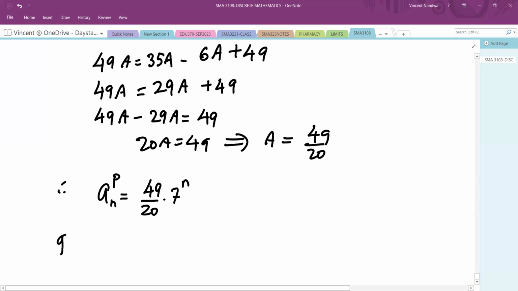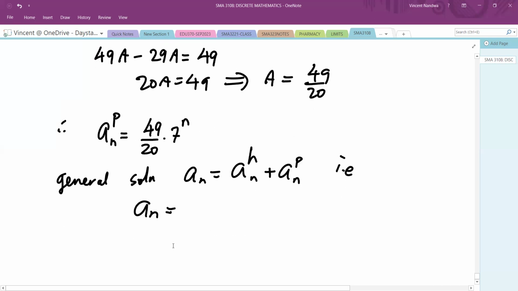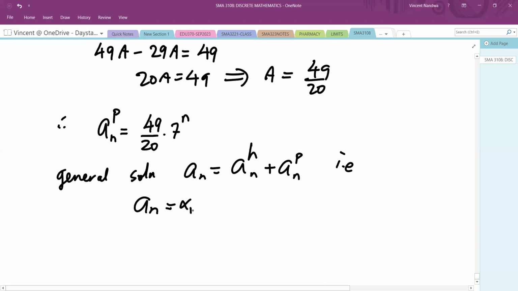Hence, the general solution a_n is usually given by the homogeneous solution plus the particular solution, which is the same as a_n equals alpha 1 times 3 power n, plus alpha 2 times 2 power n, plus 49/20 times 7 raised power n. So this is our final solution.